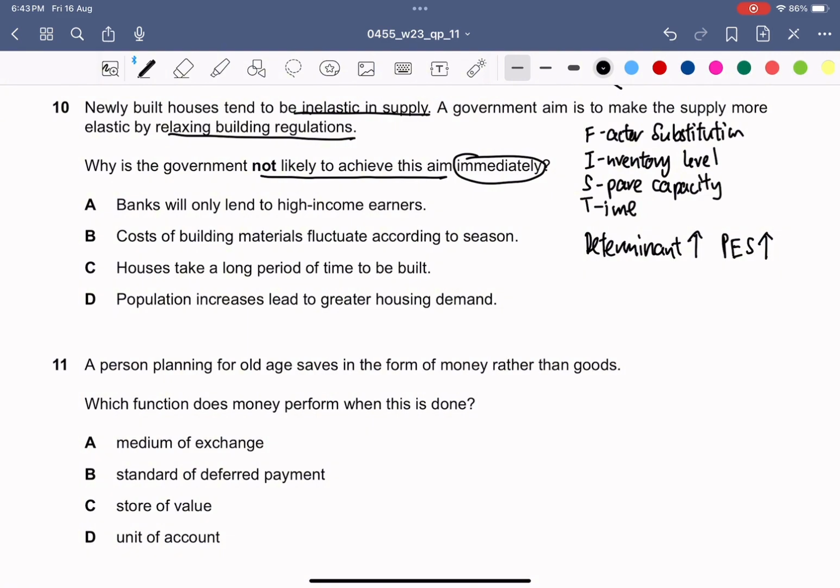Although the government relaxed the building regulations to allow more houses to be built, the reality is that house builders aren't able to build more houses in a short time. So the answer is C, houses take a long period of time to be built, so the government can't achieve this aim immediately.